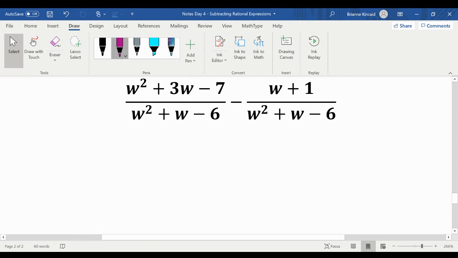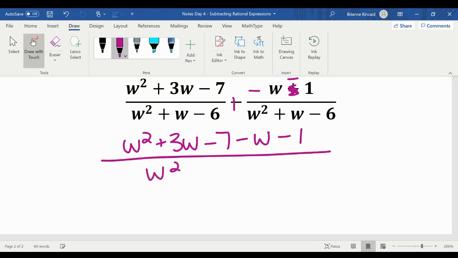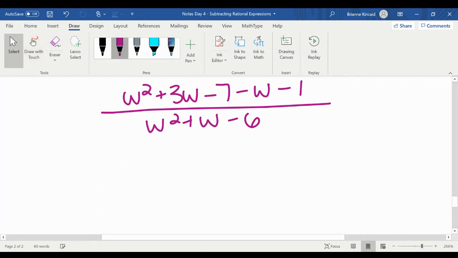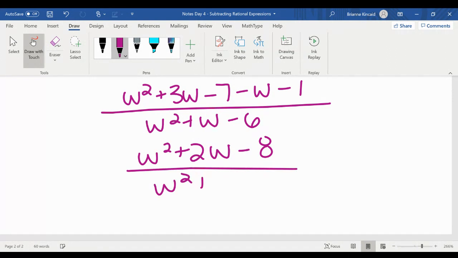And lastly, once again, first step, you want to change this to addition. So that becomes plus, minus, and 9. I'm going to combine w squared plus 3w minus 7 minus w minus 1 over w squared plus w minus 6. Combining our like terms in the numerator, we're going to get w squared plus 2w minus 3. Denominator once again staying the same.